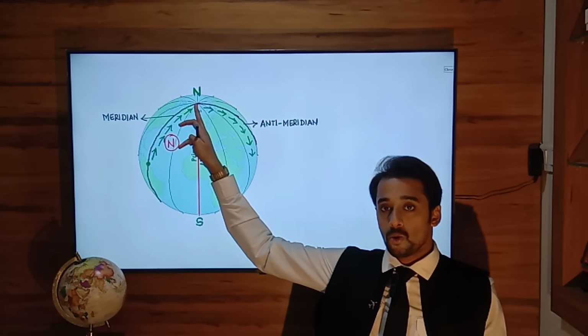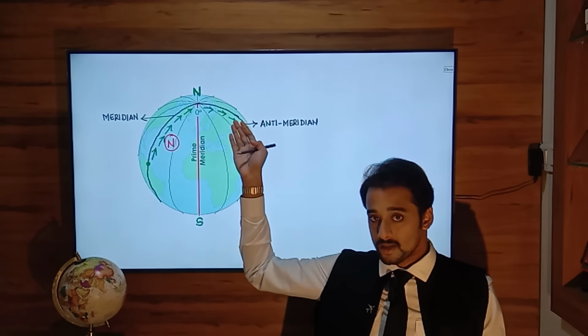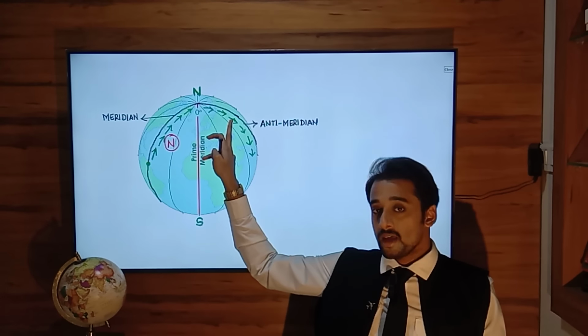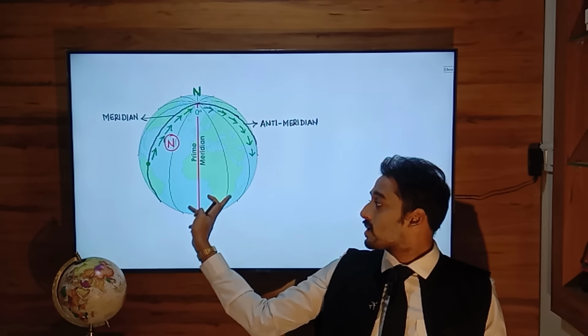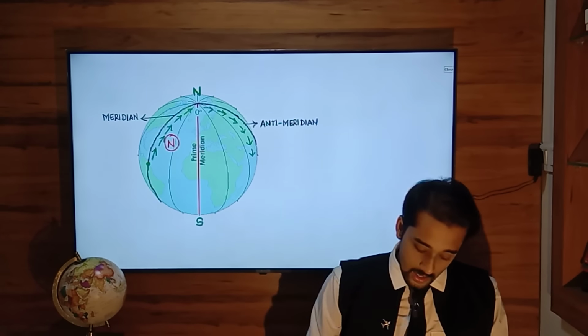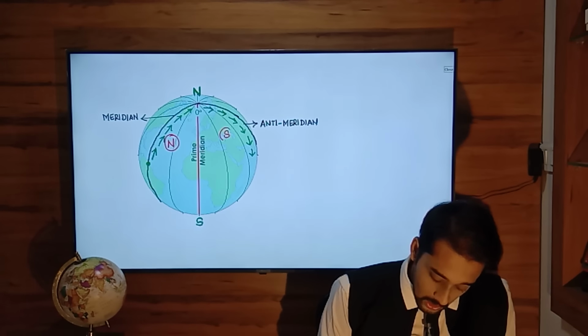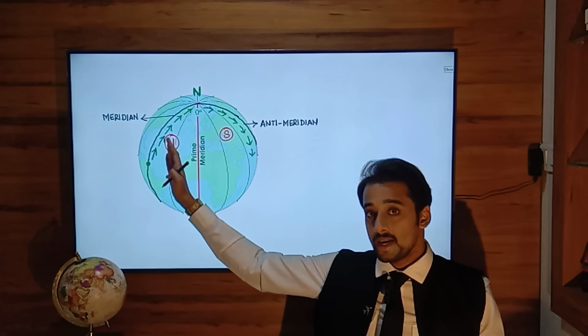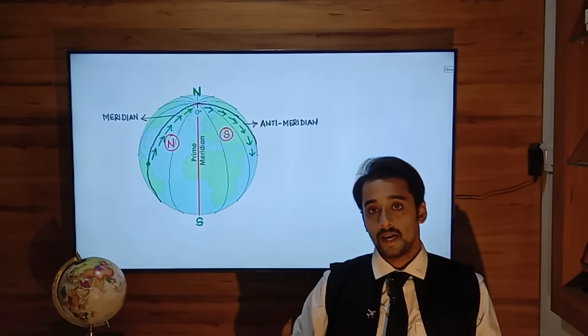After crossing the North Pole and going to the other side of the earth, on the anti-meridian of this meridian, it will be flying down towards what direction? The South Pole. So the direction of flight after crossing the North Pole will be a southerly direction. So here you have a northerly direction, here you have a southerly direction.